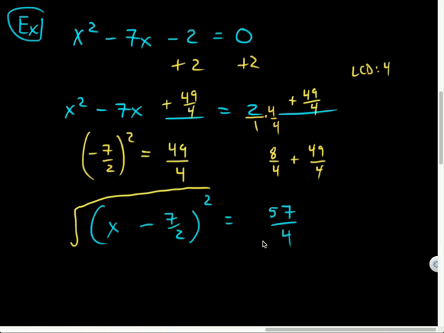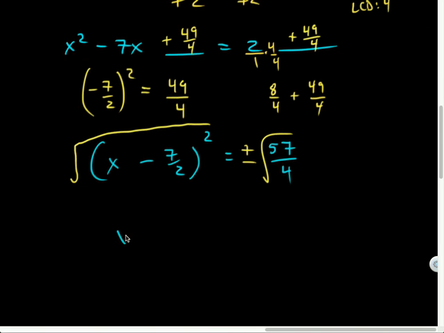Root. Plus or minus. Don't forget it. So I will have x minus 7/2 equals the square root of 57 over 4. I can break that square root top and bottom. The square root of 57, I don't think I can break that up. The square root of 4 is 2. And by the way, if the square root of 57 could be reduced, I should. If that was a negative, and I take the square root of it, I'd have to pluck an eye out of it.